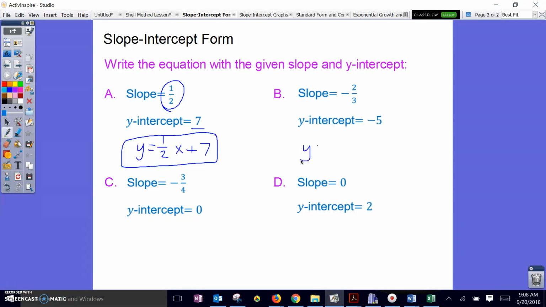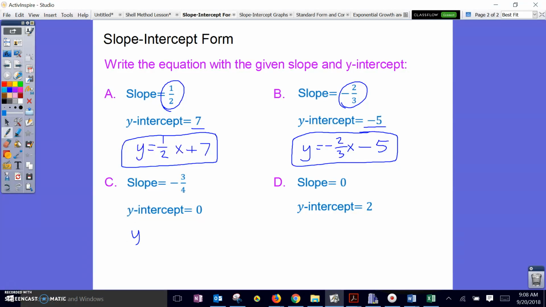We'll do the same in part B. We take our slope. It's going to be the x coefficient, so negative 2/3 x. The y-intercept is minus 5. So we're adding a negative 5, or just subtracting 5. And that'll be our equation with those characteristics.